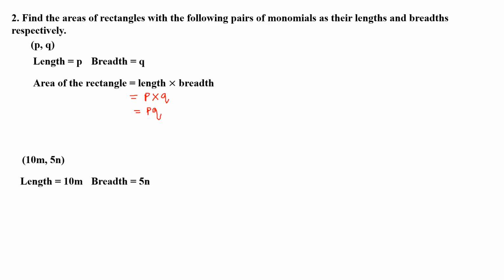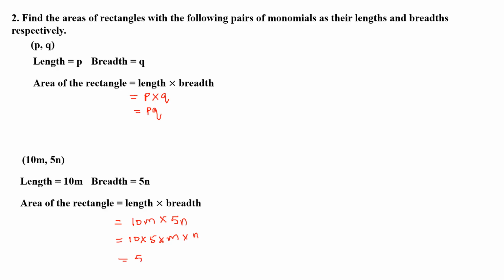Second one, length is 10m, breadth is 5n. So area of the rectangle is 10m multiplied with 5n. Now multiply the numerical part. So 10 into 5 into m into n. 10 into 5 is 50. M into n is mn. So this is the answer for the second part.